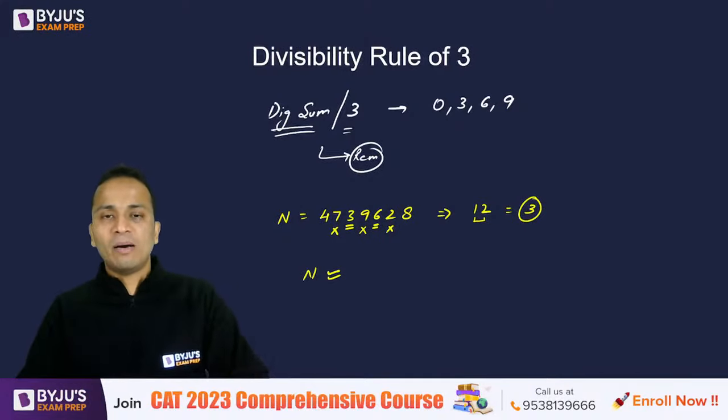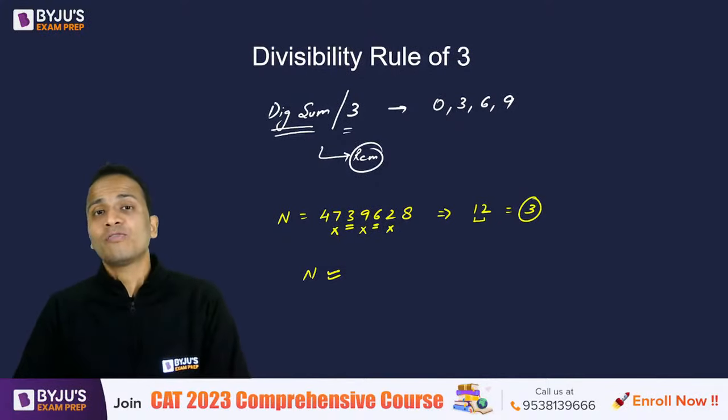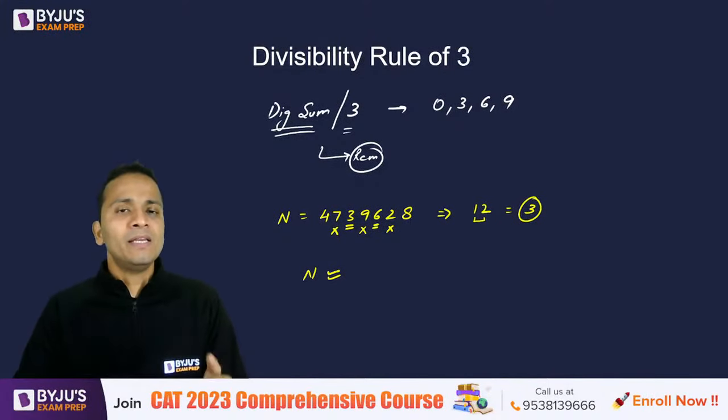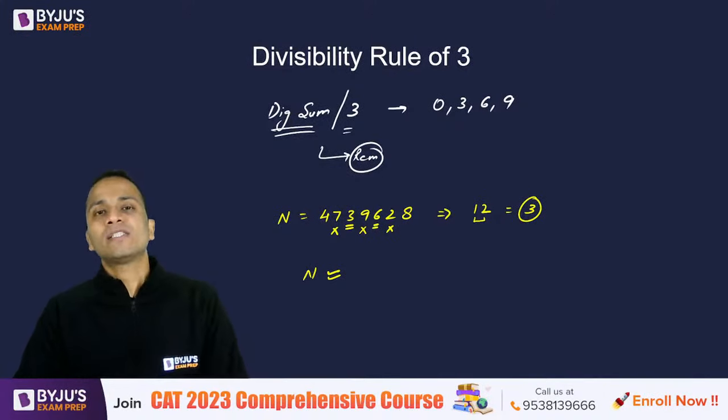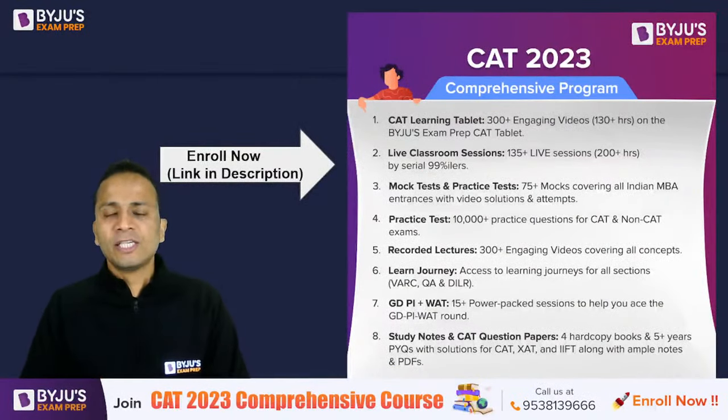That is all about this session: the usage of digital sum in calculations, as well as determining the divisibility rule of 9 and 3. So that's all from my side for this session.